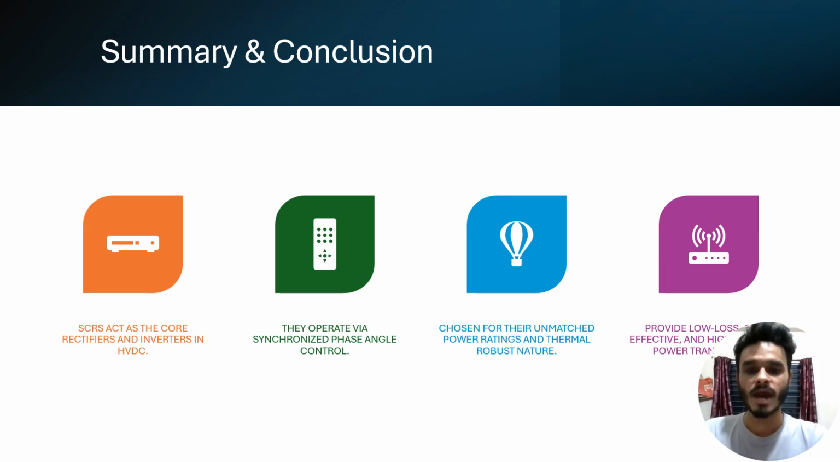My teammates also highlighted exactly why they are chosen. Their unmatched voltage and current ratings combined with their physical thermal robustness make them the only reliable choice for handling hundreds of thousands of volts. Ultimately, SCRs deliver the high efficiency, low conduction losses, and fault tolerance required to make modern long distance power grids a reality.